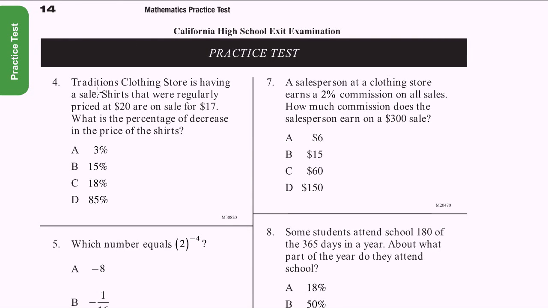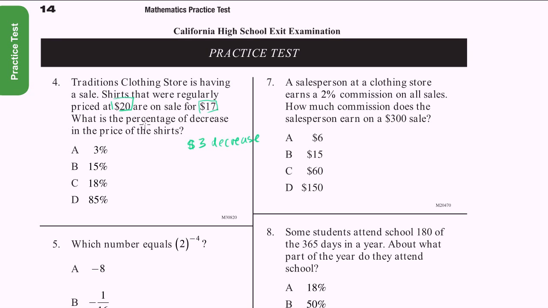We're on problem 4. Traditions clothing store is having a sale. Shirts that were regularly priced at $20 are on sale for $17. What is the percentage of a decrease in the price of the shirts? So what's just the decrease in the price of the shirts? Well, they've gone from $20 to $17. So the decrease is $3. We have a $3 decrease in the price of the shirts.